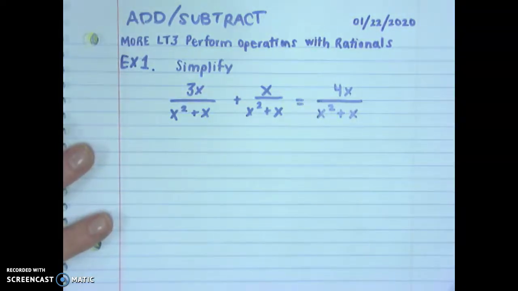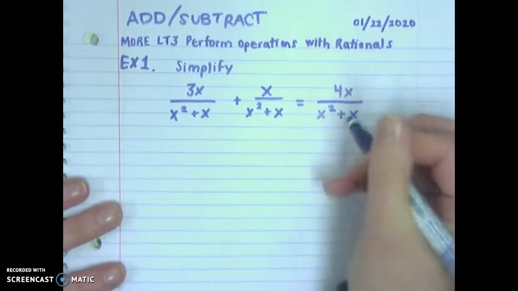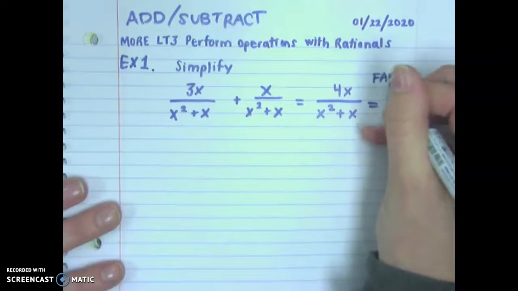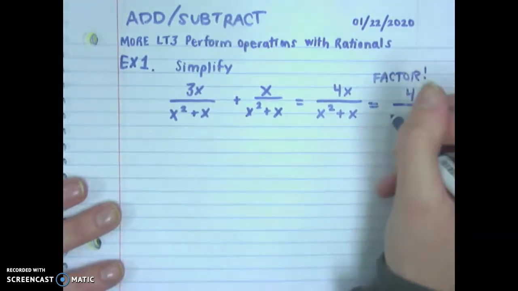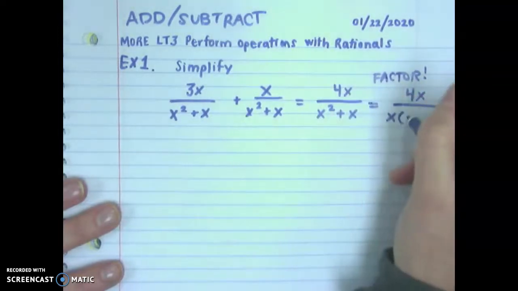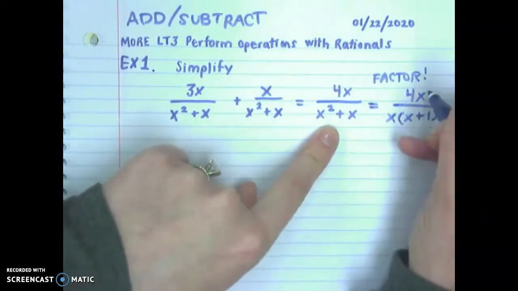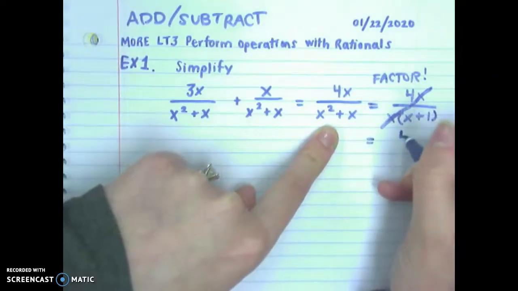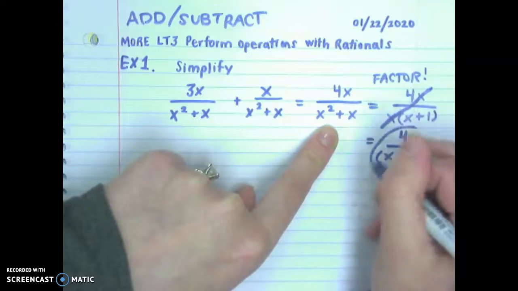And then just like in the multiplying and dividing, we need to simplify this expression if we can. And in this case we can because the denominator can be factored. So 4x cannot be factored, but in the denominator I can factor out an x. I'm left with x plus 1. X over x simplifies to 1, so my final answer is 4 over x plus 1.